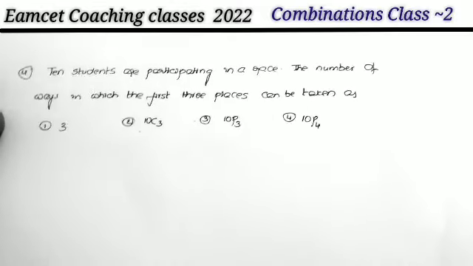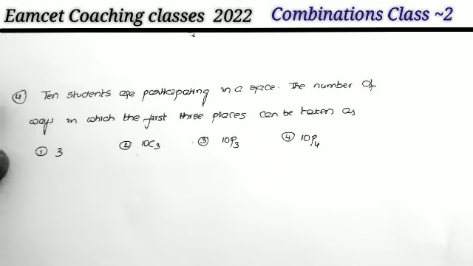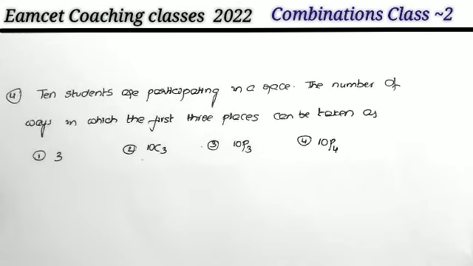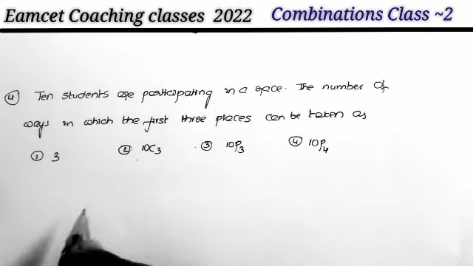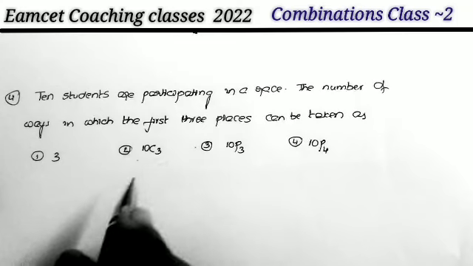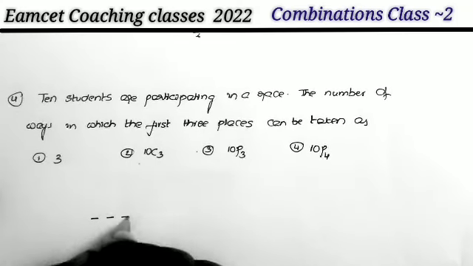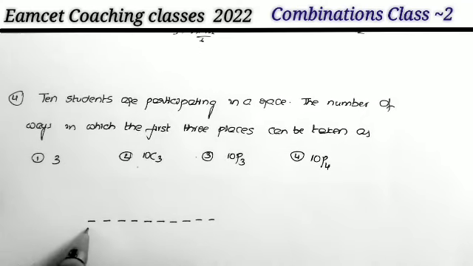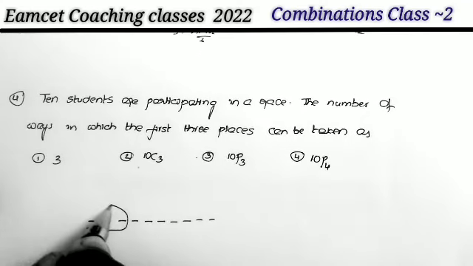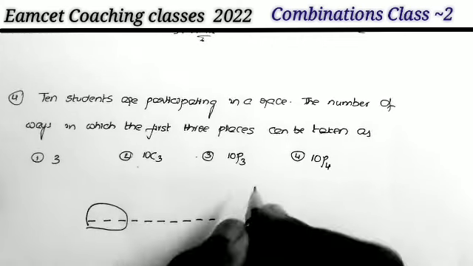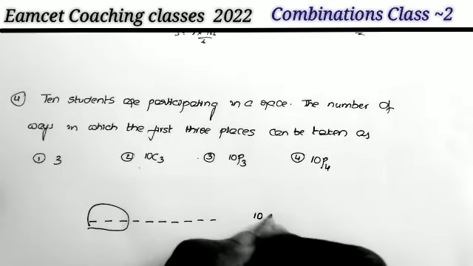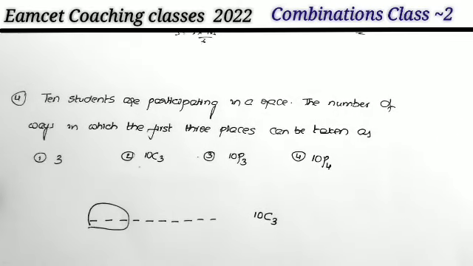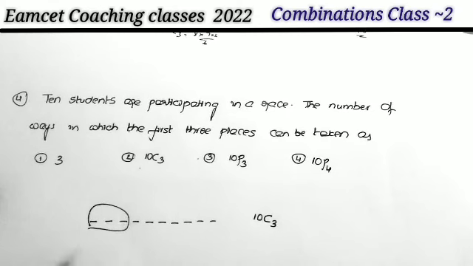Now see the next problem. 10 students are participating in a race. The number of ways in which the first 3 places can be taken is asked. So 10 students, I am taking the 10 places here, 1, 2, 3, 4, 5, 6, 7, 8, 9, 10. Now the number of ways of selecting the 3 persons out of the 10 persons for the first 3 places. In how many ways can we do that? Here we have the number of participants equal to 10. I am selecting only the 3 participants for the first 3 places.